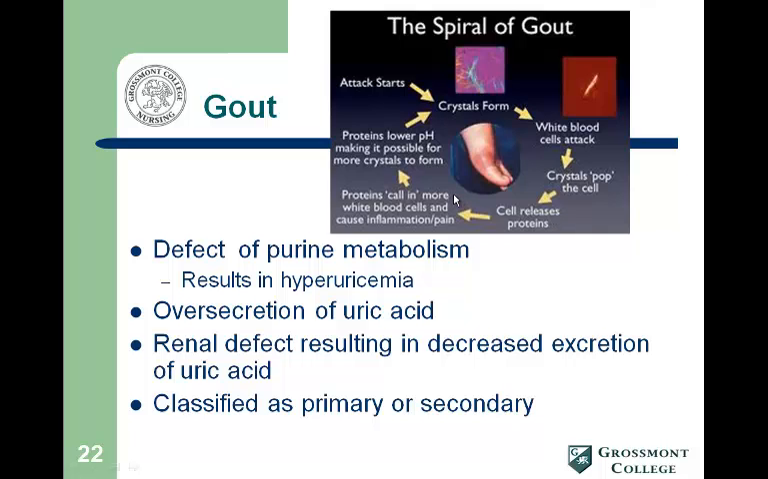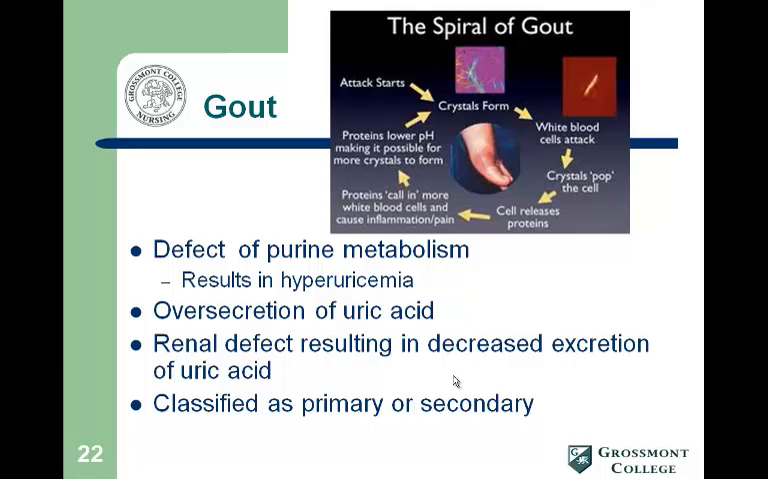they call in more white blood cells, which causes inflammation and pain. Proteins break down into acids, so that's going to lower your pH, and that makes it possible for more crystals to form. And then we start the cycle again. So that's the spiral of gout. So it just kind of continues to get worse unless there's an intervention. Okay, so again, we're either making too much or we're having trouble getting rid of it.